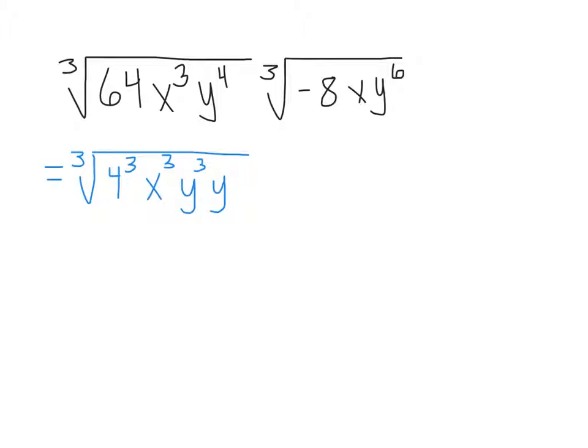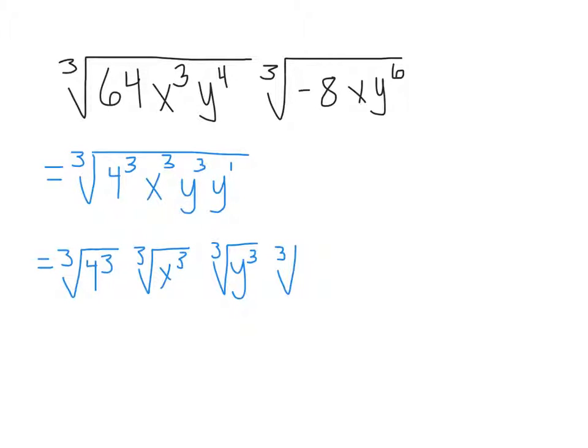So that y by itself, you can think of that as having an exponent of 1. And if we go backwards and we have y, that base of y times another base of y, we would add those exponents and that gets us back to the 4. Okay, let's just stick with this cube root. Now, we can break this up. So we have cube root of 4 cubed, cube root of x cubed, cube root of y cubed, and then cube root of just y. I'm going to write that without that exponent.